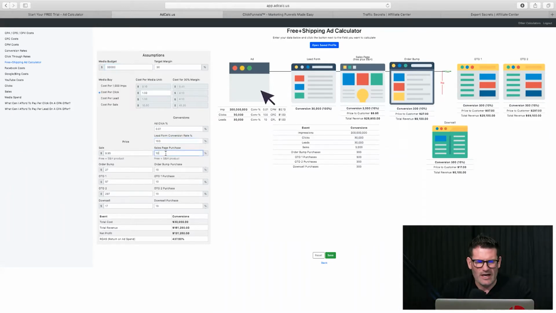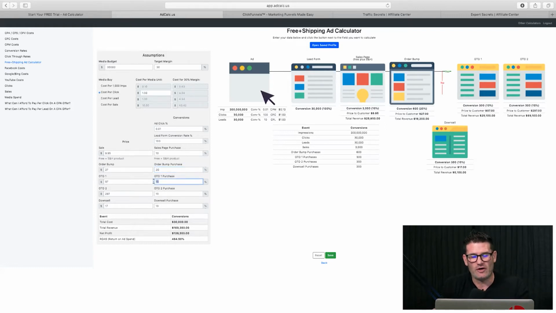Now I need to put in the conversion rate of what I'm going to see when someone lands on that page. I'm estimating 10% of the people that land on this page are going to convert. So 10% on 30,000 clicks is going to end up being 3,000 sales. On the order bump, I'm going to put 20%. Usually 20 to 30% is a good number to expect on an order bump when someone purchases the product.